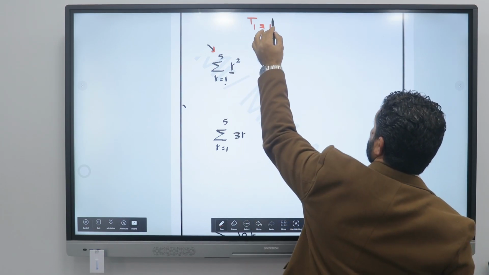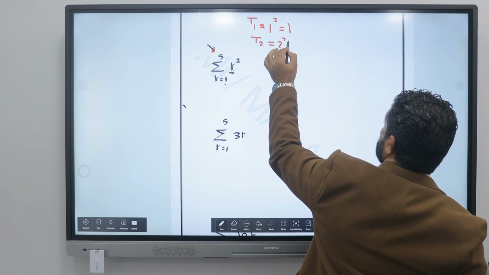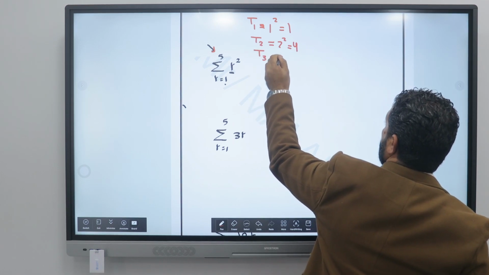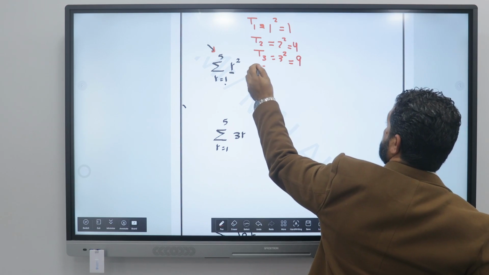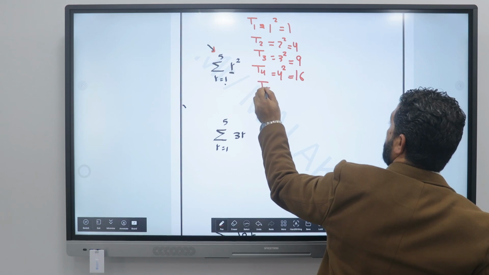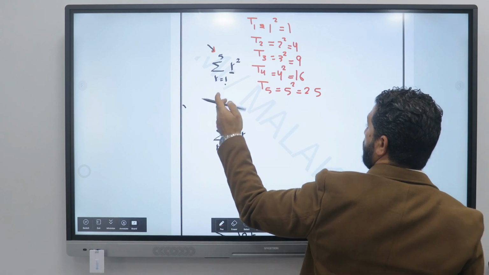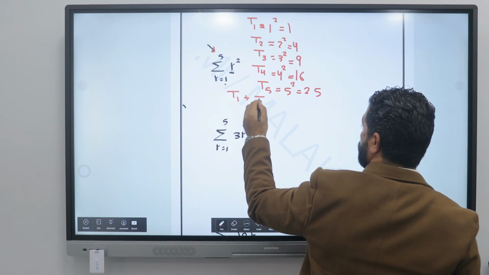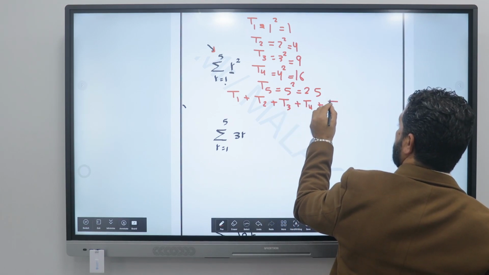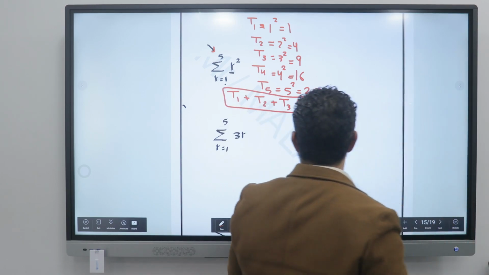So what is T1? It's 1 to the power of 2, which is 1. What is T2? It's 2 to the power of 2, which is 4. What is T3? It's 3 to the power of 2, which is 9. And what is T4? It's 4 to the power of 2, which is 16. And what is T5? It will be 5 to the power of 2, which is 25. Then you will find T1 plus T2 plus T3 plus T4 plus T5. This is the meaning of the sum or the summation notation here.